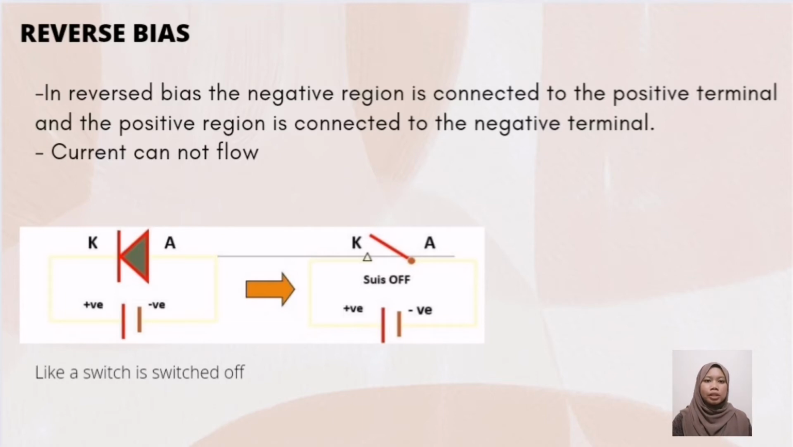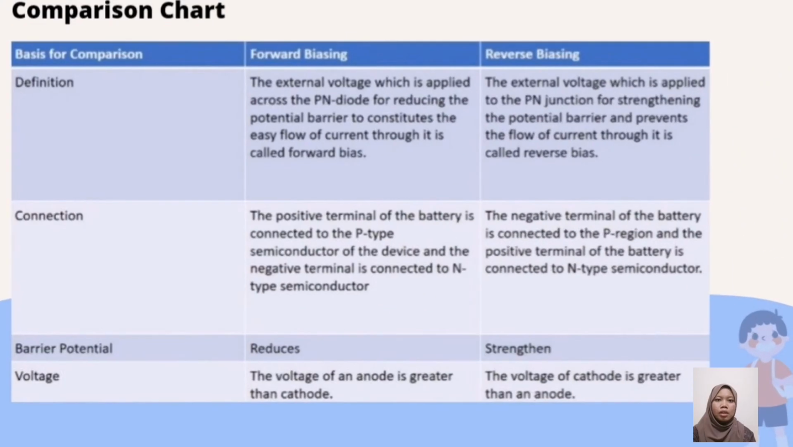The reverse potential increases the strength of the potential barrier. The potential barrier resists the flow of charge carriers across the junction. It creates a high resistive path in which no current flows through the circuit. The forward bias reduces the strength of the potential barrier, due to which the current easily moves across the junction, whereas reverse bias strengthens the potential barrier and obstructs the flow of the charge carriers.